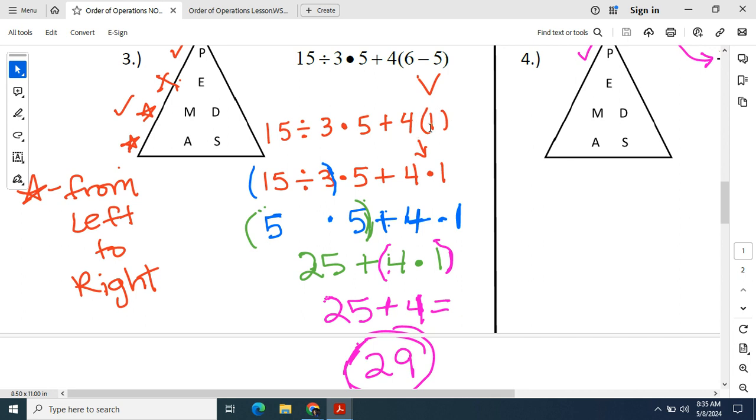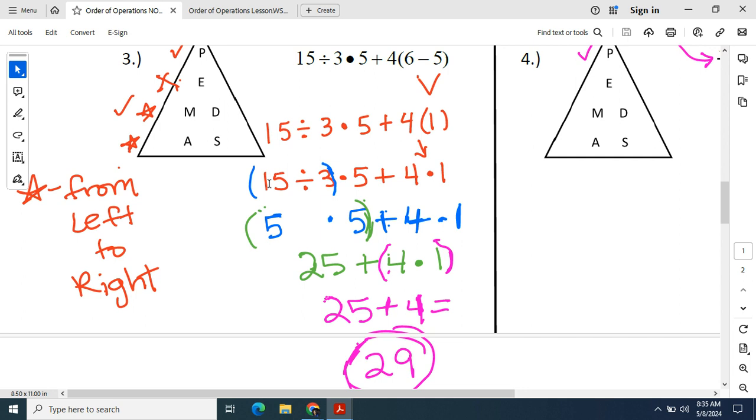So this parentheses really means multiplication. If you notice, all I did is, after I solved 6 minus 5 to get 1, I brought everything down. And then I realized that that's really multiplication, so I brought everything down again. And then I look, there's no more parentheses. I don't see exponent. I do see multiplication and division.